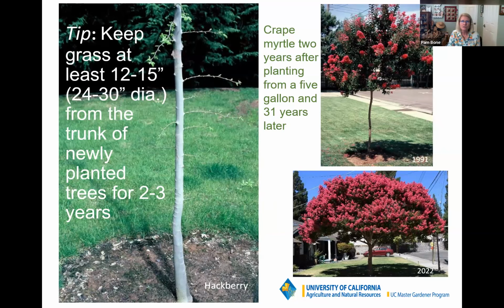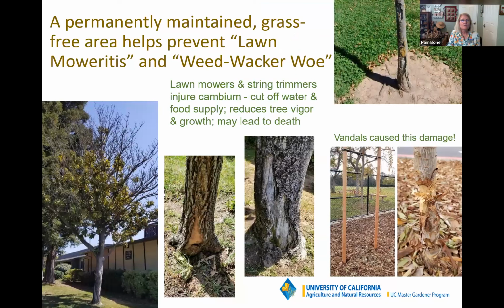You're planting for the future, not just 4 years from now or 2 months from now. And then remember, a permanently maintained grass-free area will prevent lawnmoweritis, and I also say weed whacker woe. Do you know how many lawnmowers and string trimmers injure the cambium? That's literally just under the bark. And the cambium is the lifeblood of a tree and a shrub, any woody plant. It's what produces the water conducting tissue called the xylem and the food conducting tissue called the phloem. And if you then injure that at all, it cuts off the water and it cuts off the food to the roots, to the top of the tree.